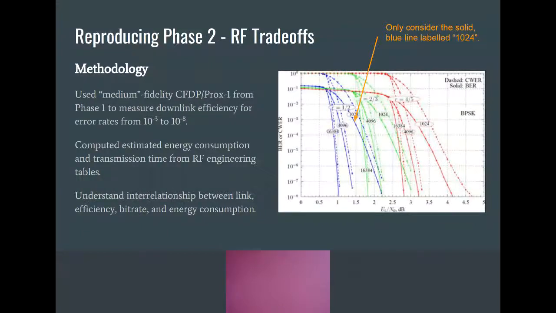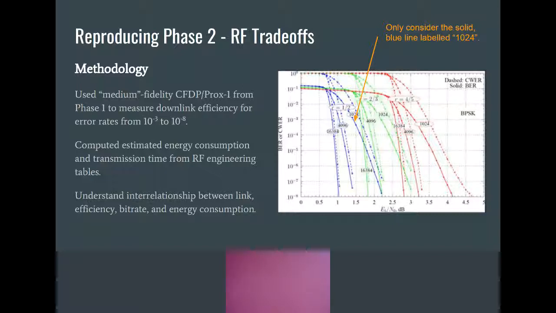So in the second phase, we dug a little bit deeper and we looked at some of the RF trade-offs that could be made. To do this part, I reused my simulator from the first phase that did simulated file exchanges over the CFDP prox1 networking stack. And I ran it again over a range of bit error rates, ranging from 1 in 10 to the third, which is 1 in 1,000 bits in error, to 1 in 10 to the eighth, which I think is 1 in a million or 1 in 10 million or something like that.